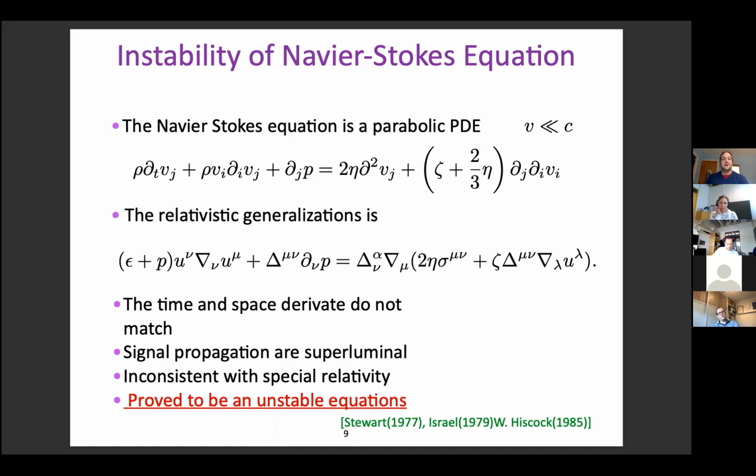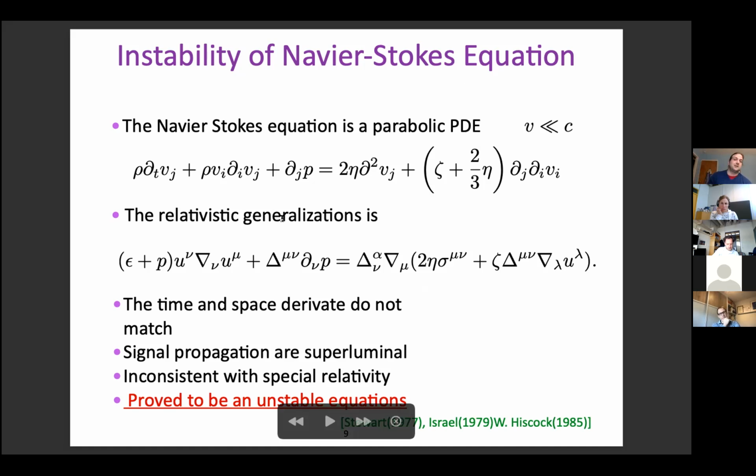And so the Cauchy problem for this type of equation is not well posed. It was actually proved by these two gentlemen. What it means is that this equation allows the signal to propagate faster than the speed of light, and so it is completely inconsistent with special relativity. So that was something that's always been hanging around.